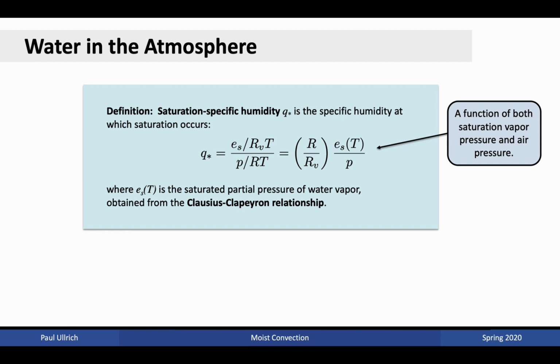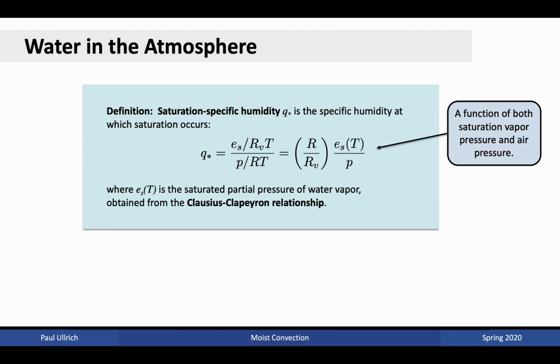Recalling that specific humidity is the mass of water vapor divided by the mass of total air, we can use the ideal gas law in order to write this as e_s over R_v T in the numerator and p over R T in the denominator. Although technically the R in the denominator here is associated with the R of combined vapor plus dry air, it is common to approximate this using the ideal gas constant for dry air. The reason being that the contribution because of water vapor is relatively small.